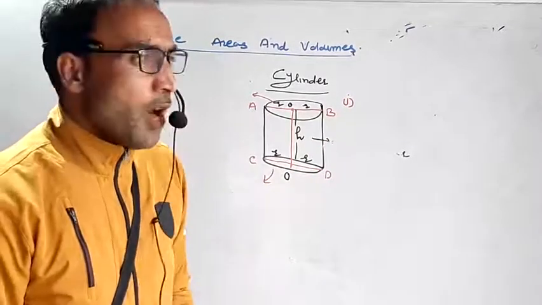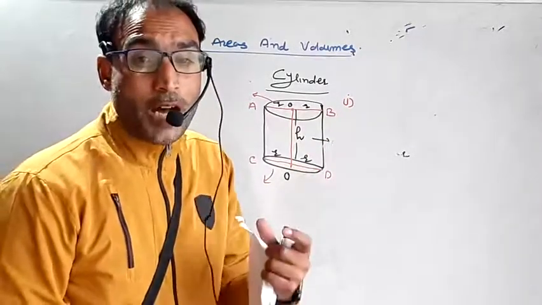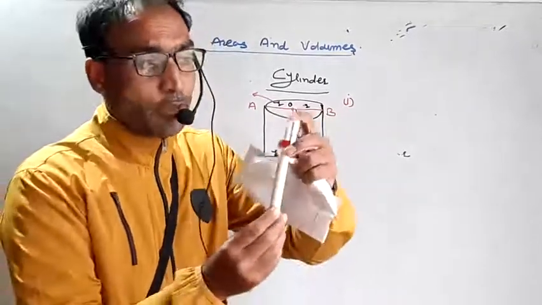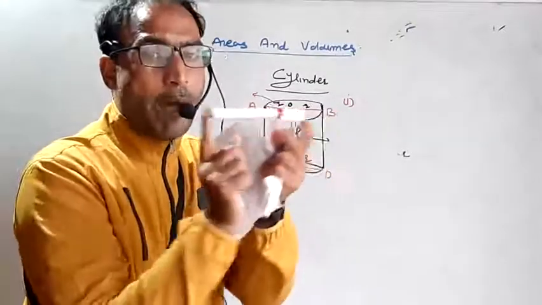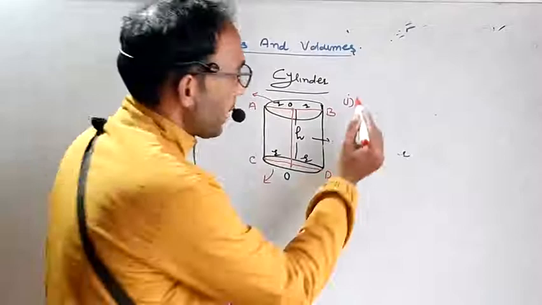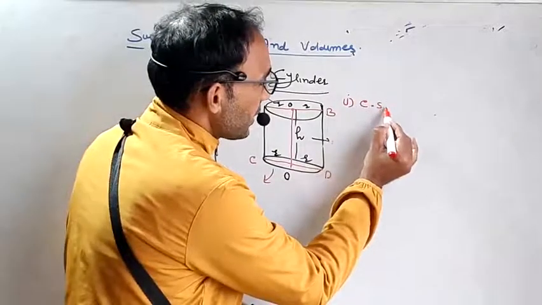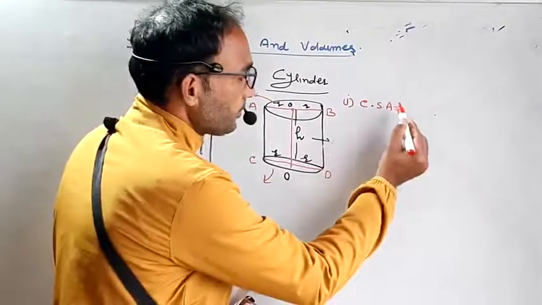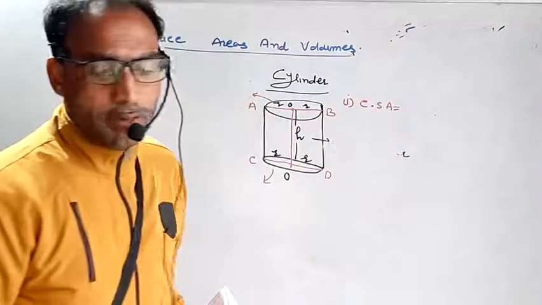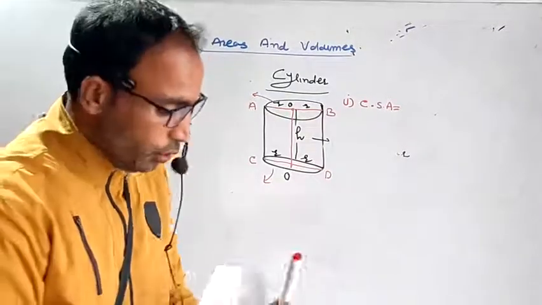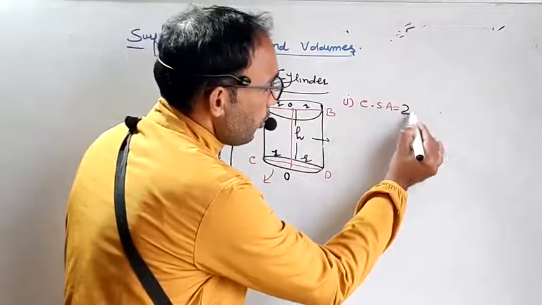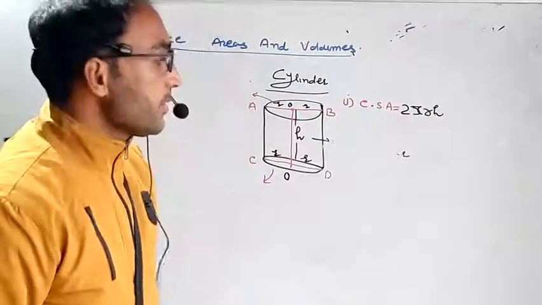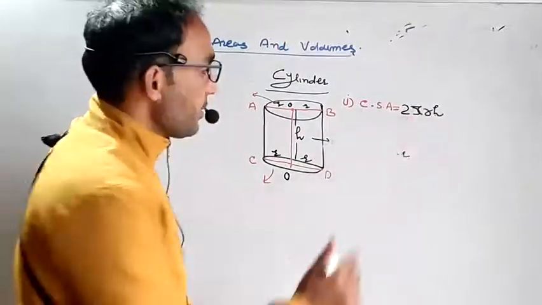Formula number first is by which formula we can determine the curved surface area of cylinder. ये जो कर्व्ड सरफेस एरिया होता है बेटा, ये क्या होता है? यानी विदाउट टॉप एंड बॉटम. This is known as curved surface area, and the curved surface area of cylinder equals 2 pi r h. चेक करो दिखाई देता है. R means radius and h means height.